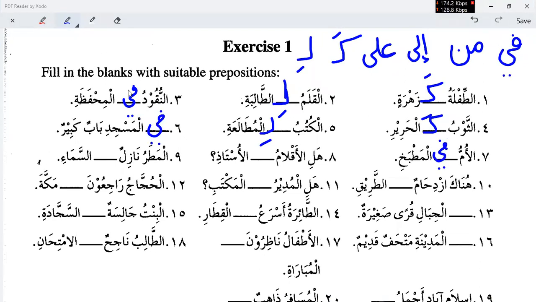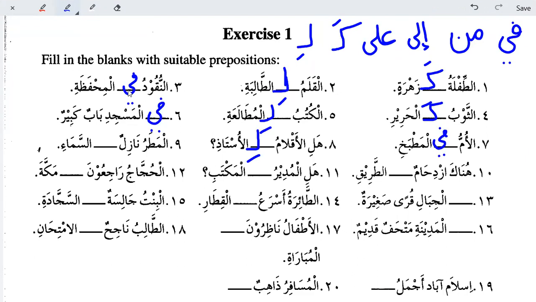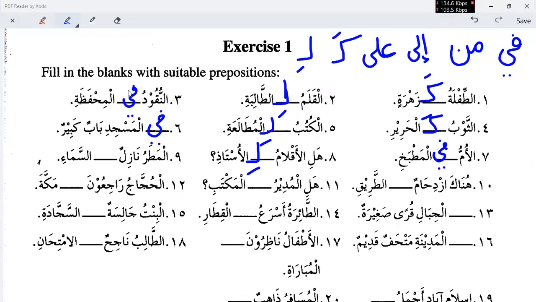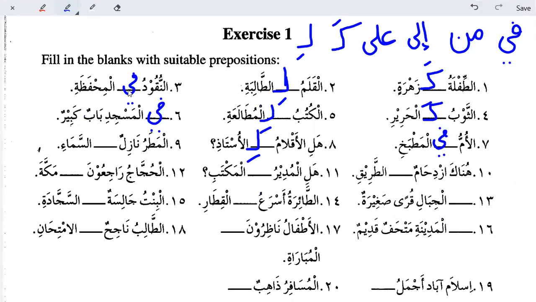Hal al-kalamu kal lil ustadh. Miss Khatija, you are silent. Next, anyone? Al-mutamatar nazilu fis-sama. Wrong answer.